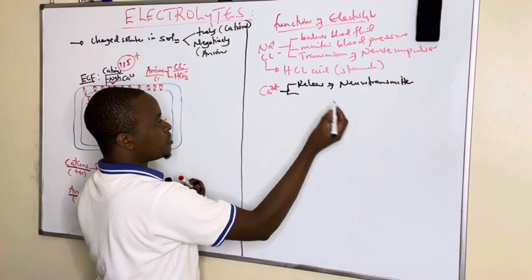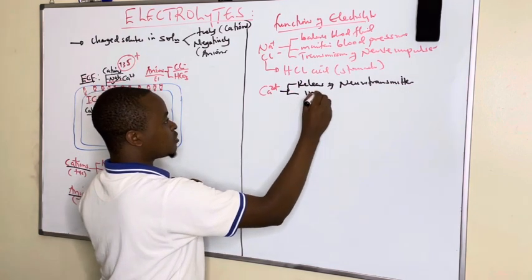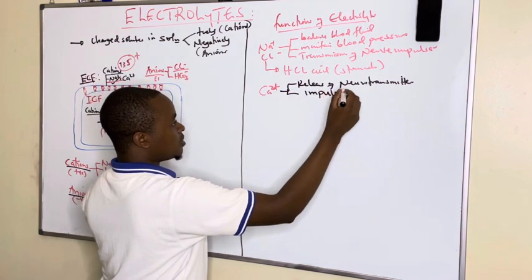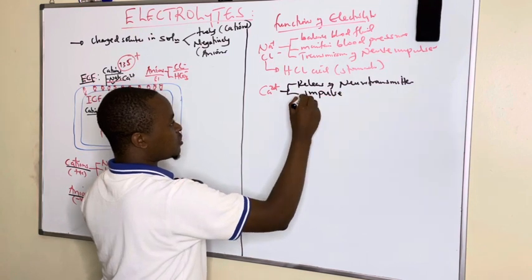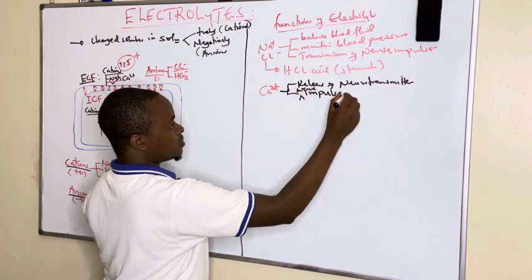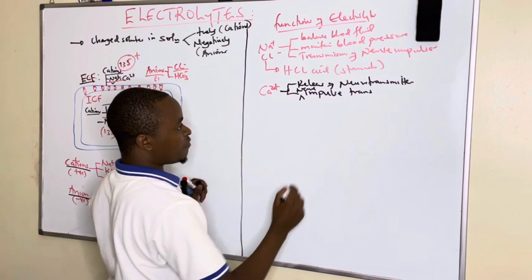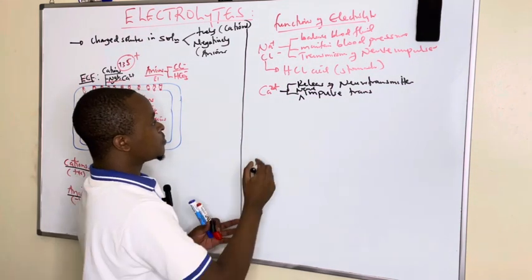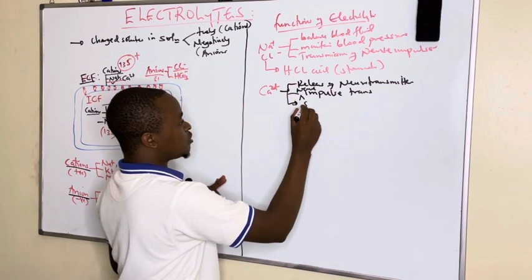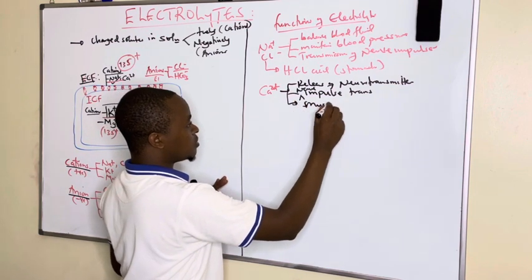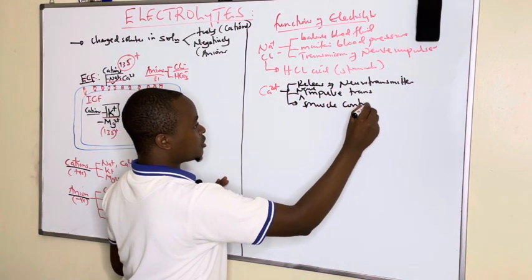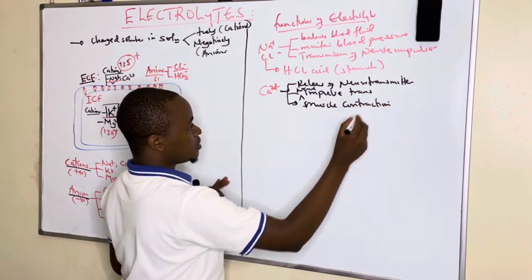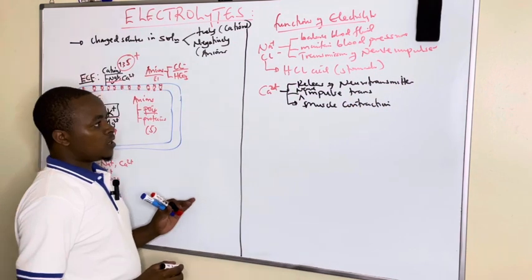It also plays a big role in nerve impulse transmission, of nerve impulses across the synapse, across the neuromuscular junction. We see it participating in muscle contraction. Muscle contraction plays a big role there.